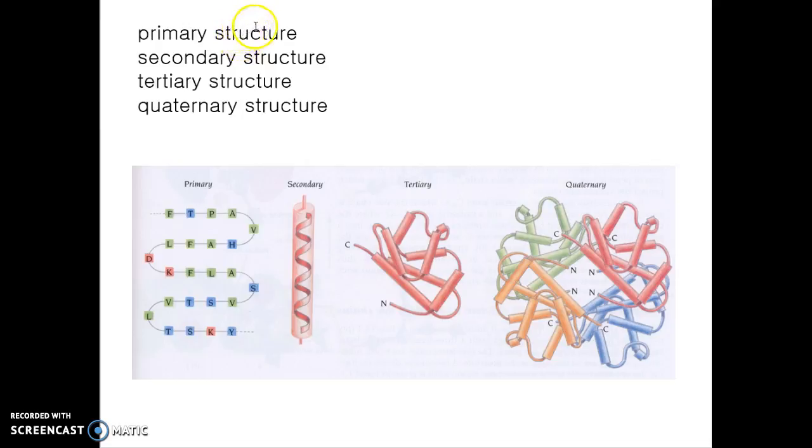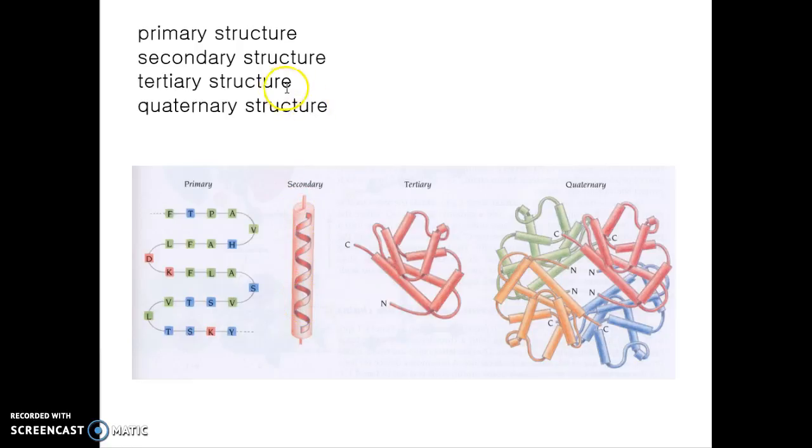Primary structure indicates the residue sequence. Secondary structure represents local regular structures present in proteins, like the alpha helix shown here.